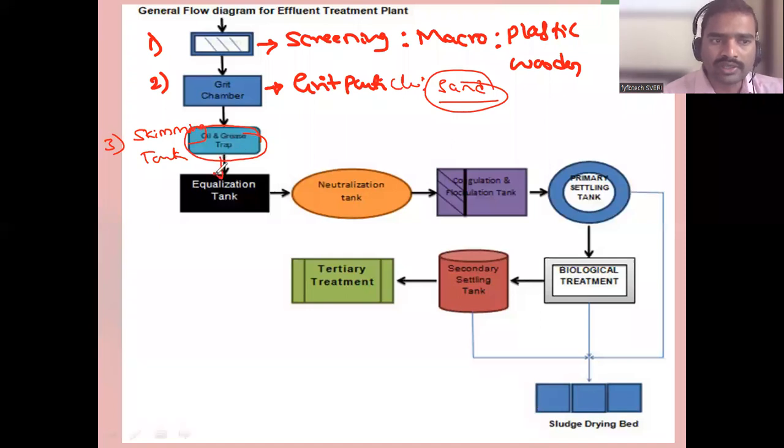From the skimming tank, where will it be taken? It will be taken into the equalization tank. So what will it do? Equalization में क्या करते हैं? Temperature reduce करते हैं?